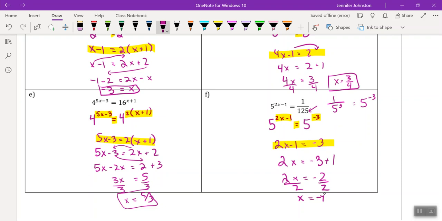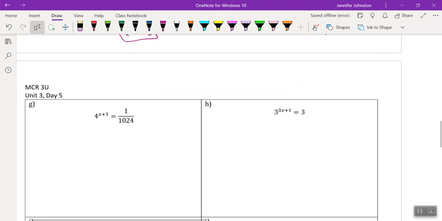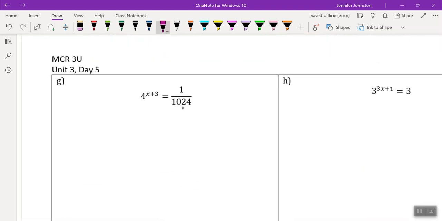There we go. So I always want you to show your work in case there's any mistakes, so you get marks for that. But you always check it. Go back up. 2 times negative 1 is negative 2, and negative 2 minus 1 is negative 3. And that's 5 to the negative 3. Great, let's go and try this one.